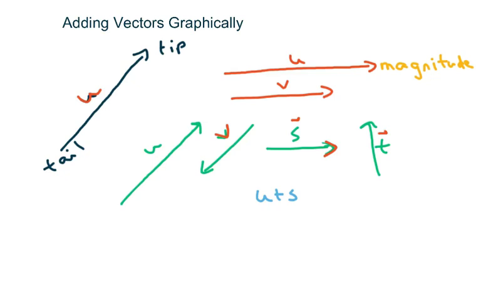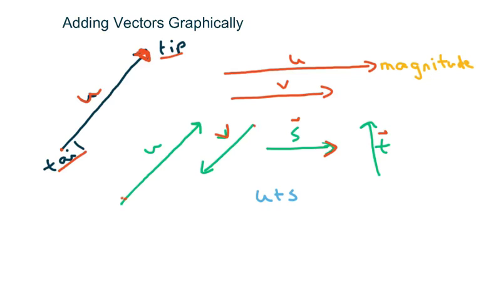This is the tail, and this is the tip. The way the arrow points indicates the direction. And the tail usually depicts the origin. We're not at the origin here. We'll be talking about what to do when we're not at the origin.